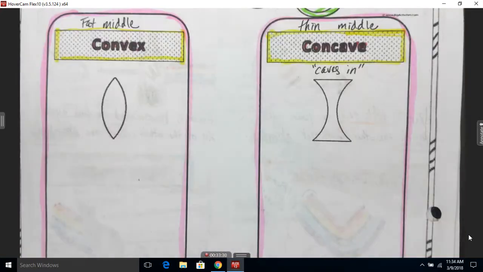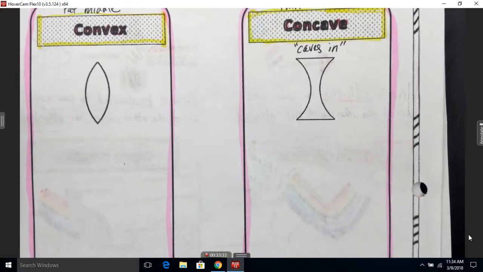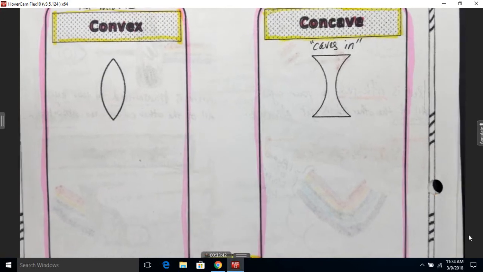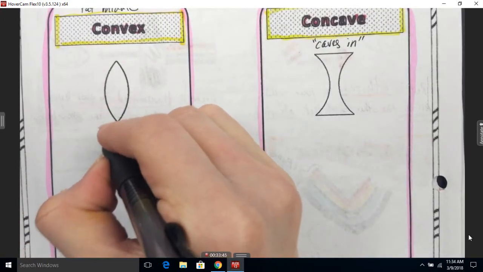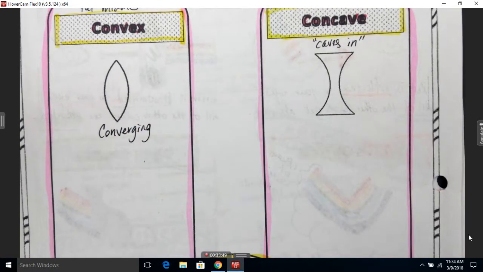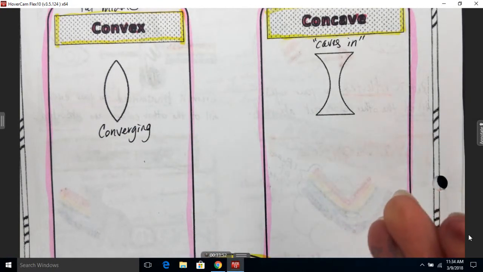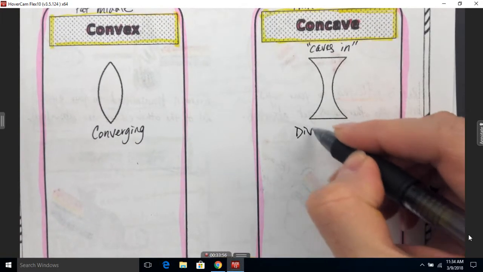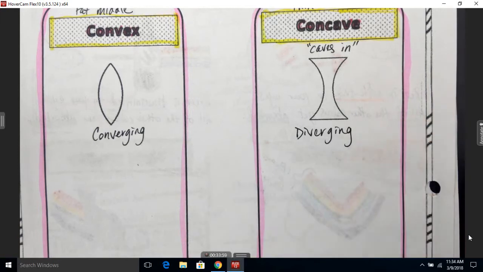I'm still in pink. Okay. The other name for a convex lens is converging. Converge is like all come together. Another name for concave is diverging. That means they all go apart. Okay?